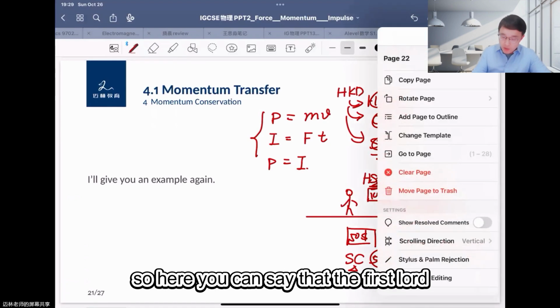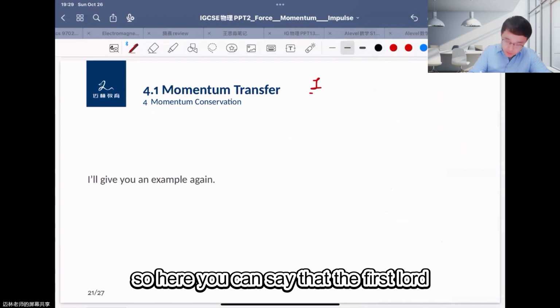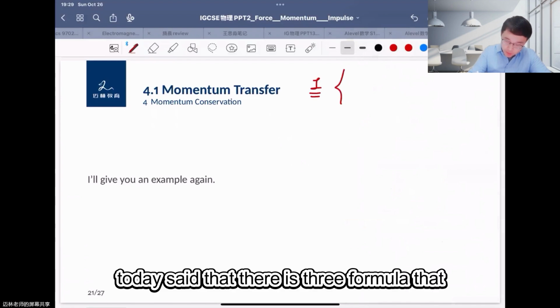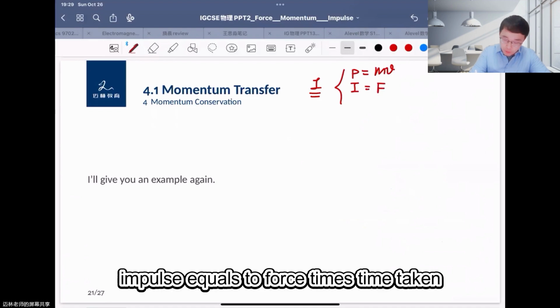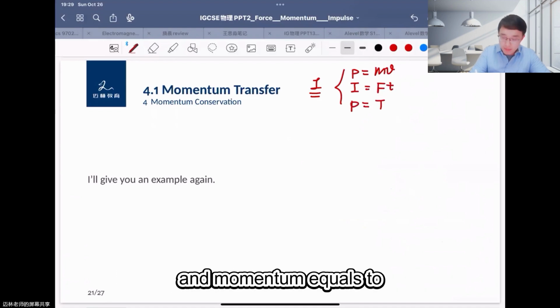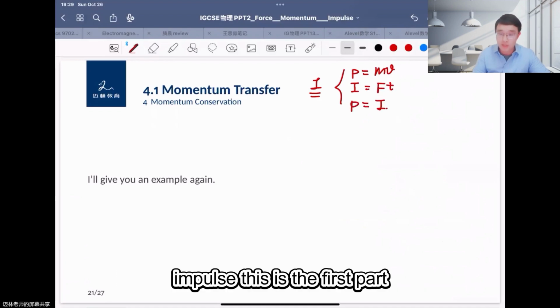Okay, so here you can say that the first law we said today has three formulas. That is momentum equals mass times velocity, impulse equals force times time taken, and momentum equals impulse. Okay, this is the first part.